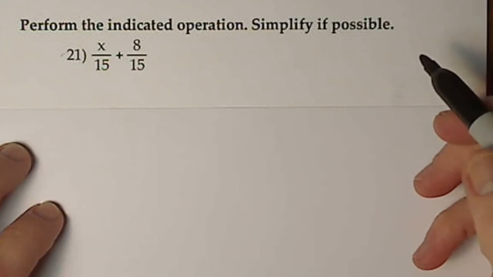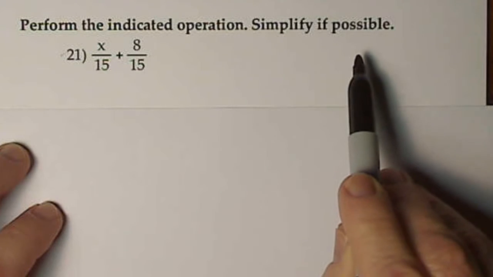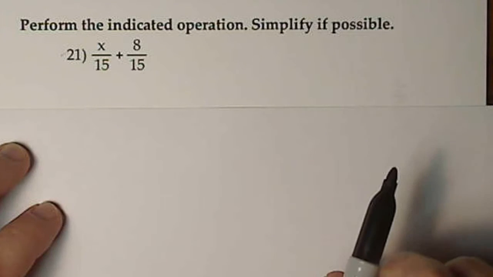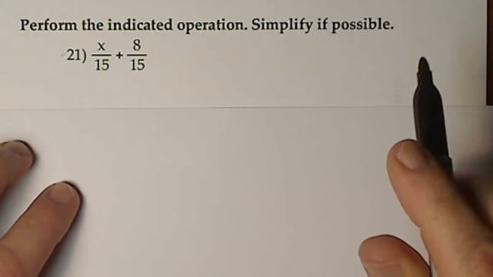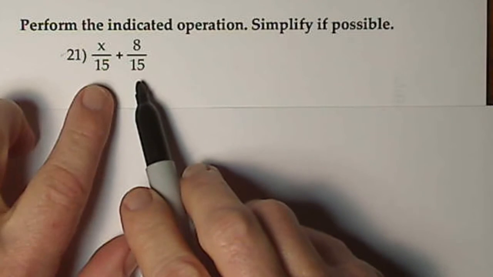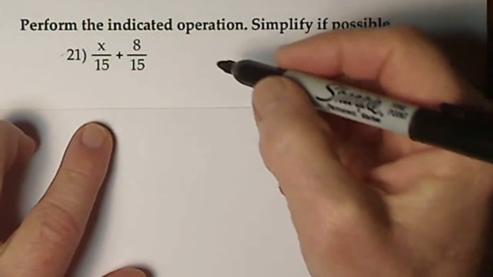Okay, for number 21, they're asking us to perform the indicated operation and simplify if possible. That's always on our mind. We're always going to try to simplify things if we can. Here we're trying to add or subtract. In this case, signs are the same. We'll be adding, and we have common denominators, so we can add these.